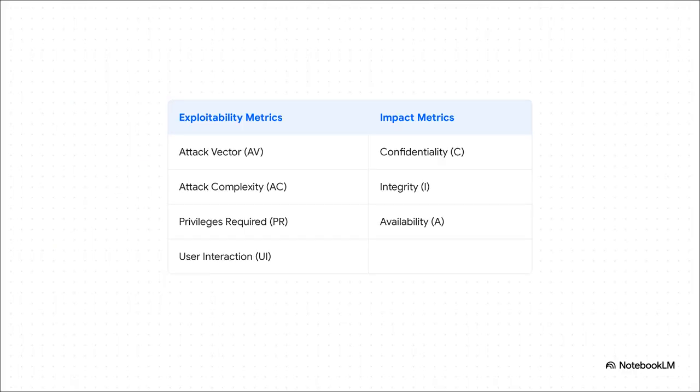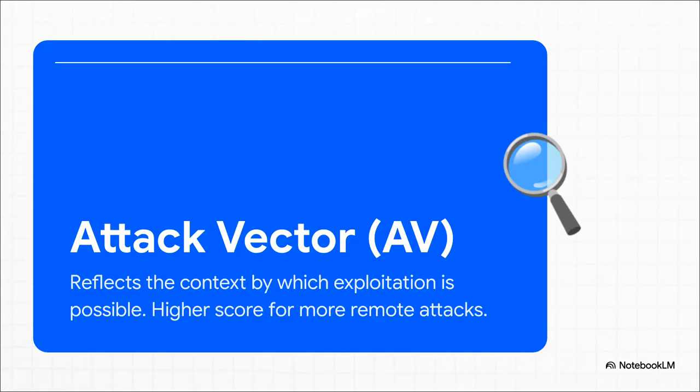So the base score itself really answers two big questions. Over on the left, you've got the exploitability metrics. This is basically, how hard is it for a hacker to actually pull this off? And on the right, you have the impact metrics. That's the so what? If the attack works, how bad is the damage going to be to your system's confidentiality, integrity, and availability?